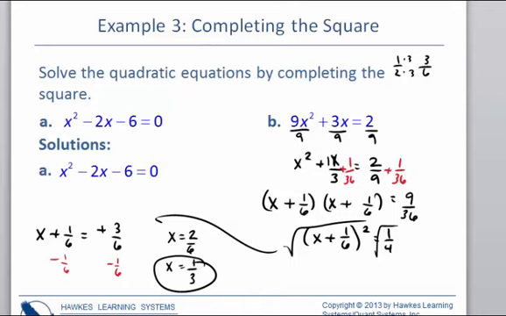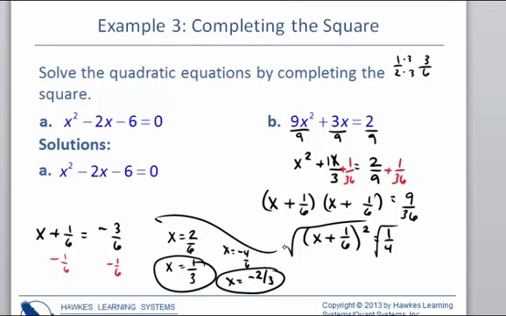If, on the other hand, we had used the negative, so negative 3/6 minus 1/6, that's going to be negative 4/6, which is going to be negative 2/3, and that will be our other solution. So we have 1/3 and we have negative 2/3 as our solutions.